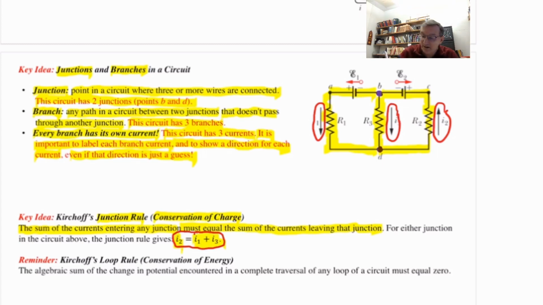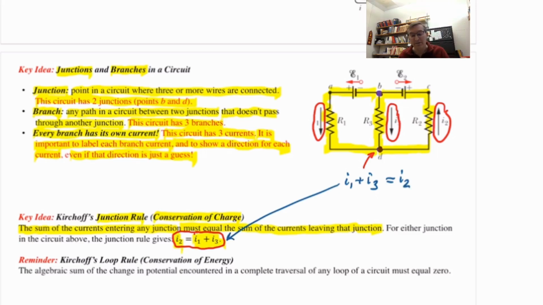Now, if you're curious, why don't you apply the junction rule to junction D and see what you get? Now, what's the current entering? Did you say I1 and I3? So I1 plus I3 must equal the total current leaving, which is I2. And what you end up getting is the same equation that you got when you applied the junction rule to junction B.